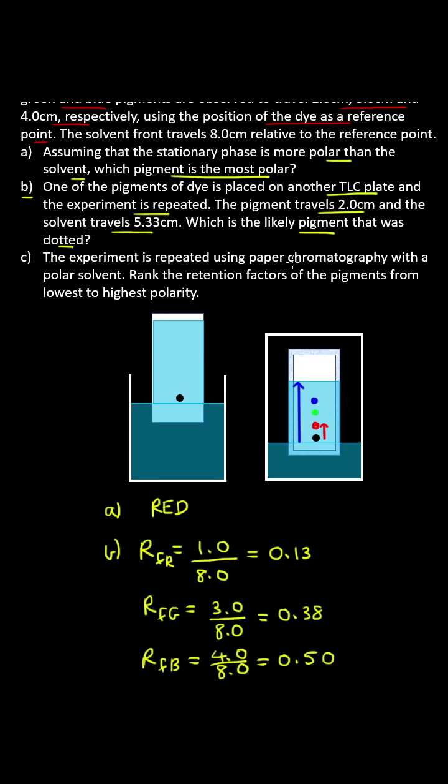Now if the experiment is repeated using paper chromatography with a polar solvent, rank the retention factors of the pigments from the lowest to highest polarity. Well, in this case, the red pigment will travel the furthest.